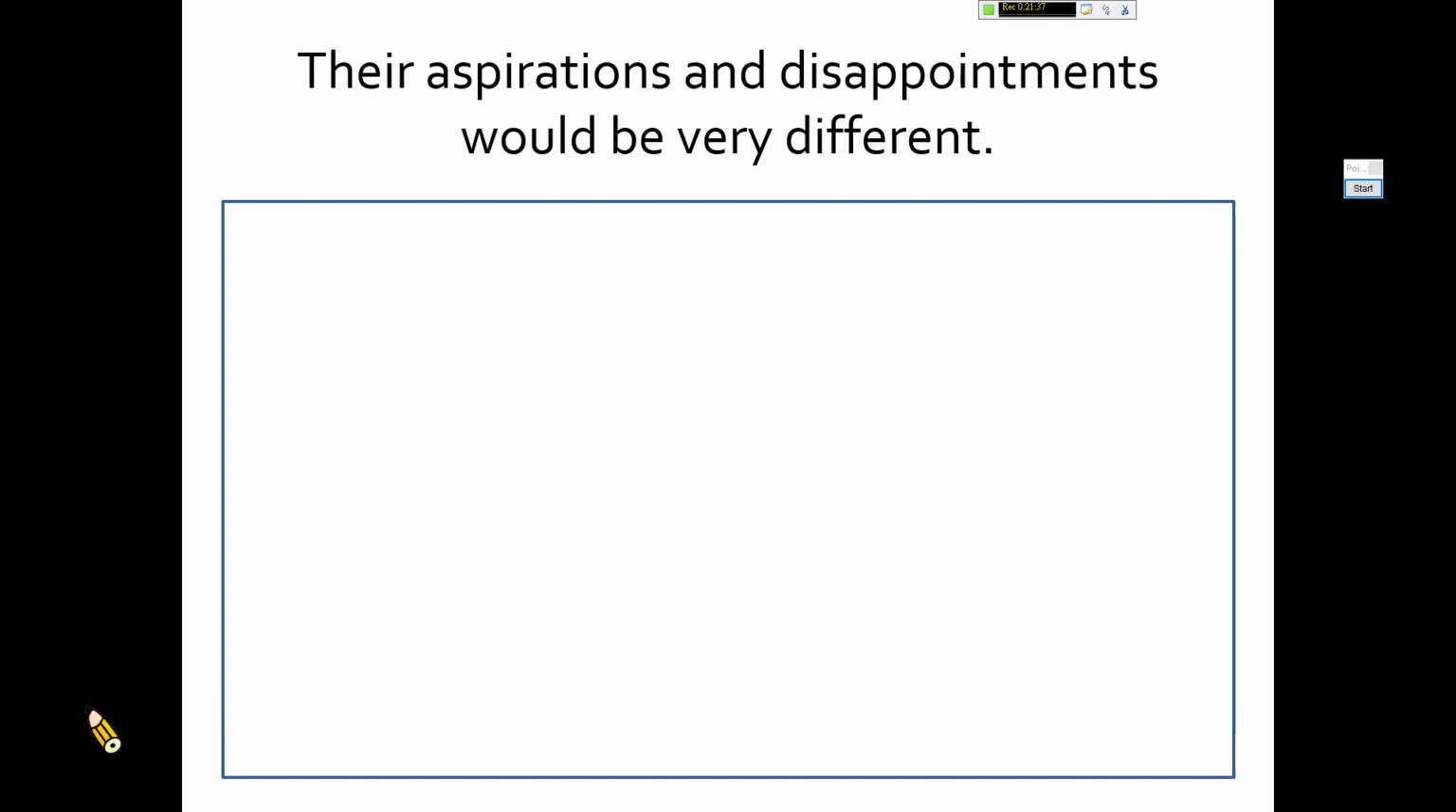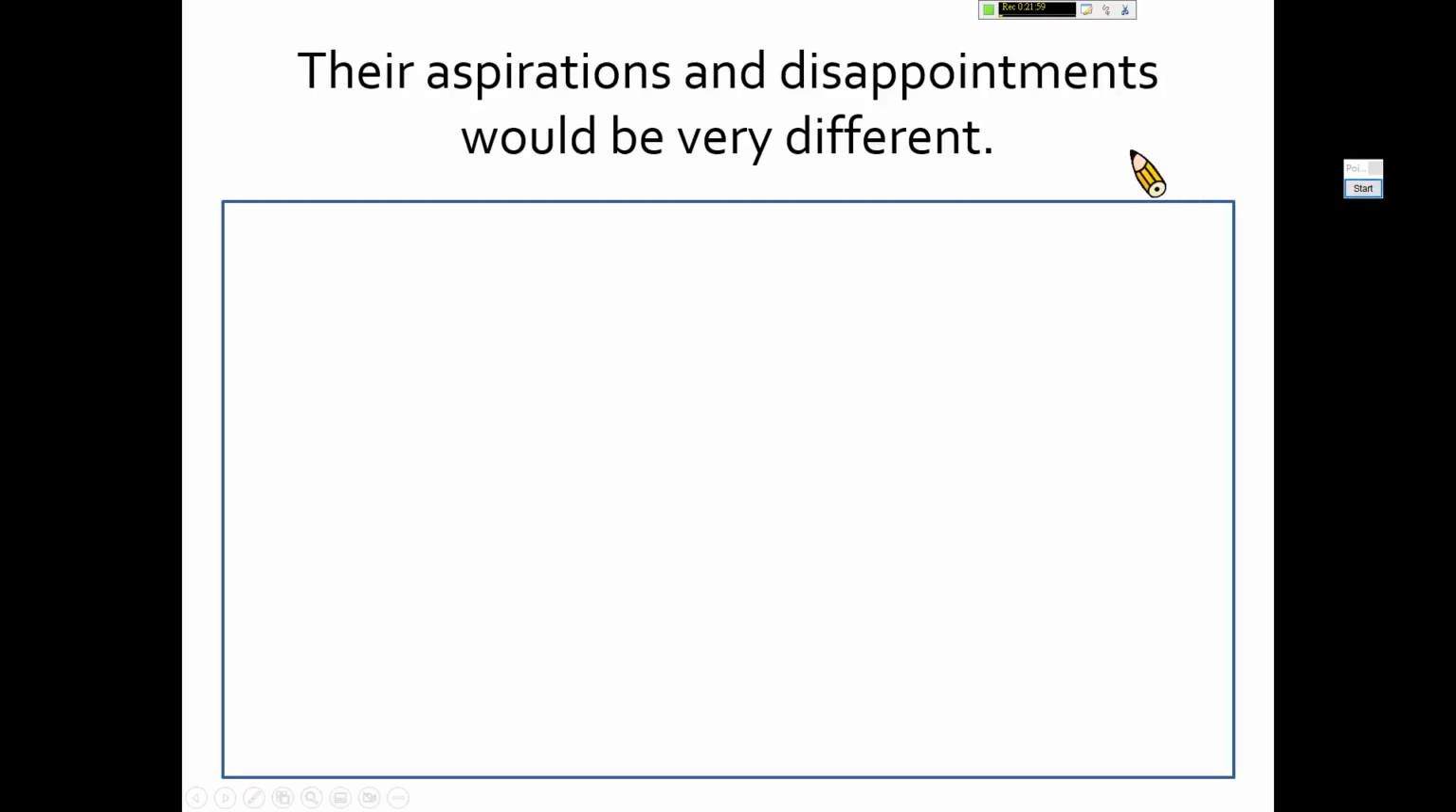Okay, and now, their aspirations and disappointments will be very different. So you can see that aspirations and disappointments is the subject, right? Would be is the be verb. Different is a subject complement. So let's see here.